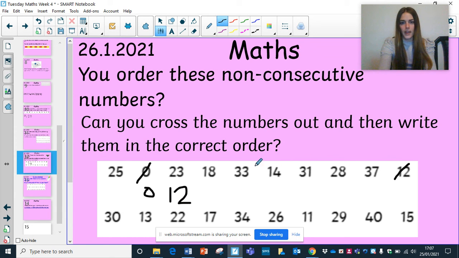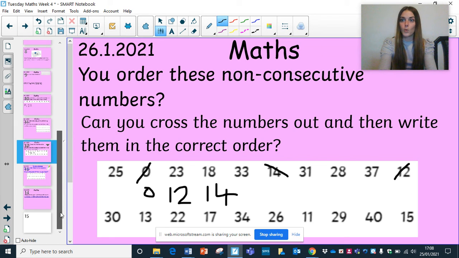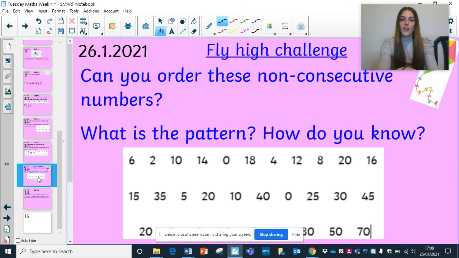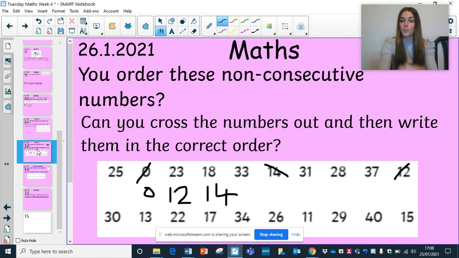Then I know from there I can scan along. It was 14 next, so I can cross 14 out and write that in. Okay, so remember you don't have to write them like this or do it like this. You can cut and stick and then write them underneath or however you like. Okay, again, I'm not going to continue because then I'll give you all the answers. So your fly high challenge is, can you order these non-consecutive numbers? So that is what we just did on the previous slide.